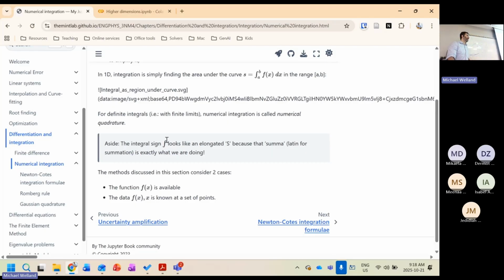The integration sign looks like an elongated S because it is. It is literally the summation of everything between the bounds. We're going to come out with two different approaches based on whether we have a function f of x that we can evaluate, or we have only the data pairs, x and y. We're going to get different methods to look at that.